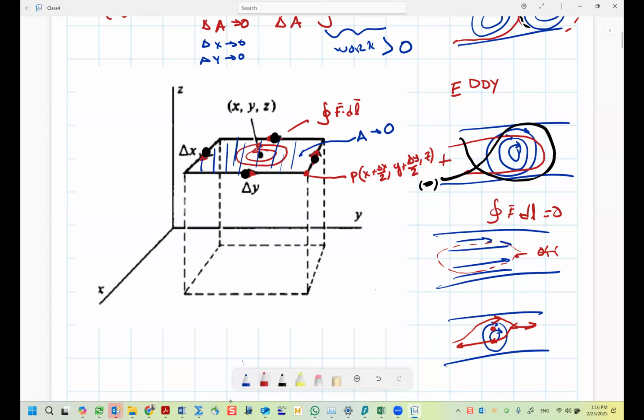Now, this other point, let me actually see if I can change it to another color. Let me see. No. Let me see what I can do. Let me put it here.